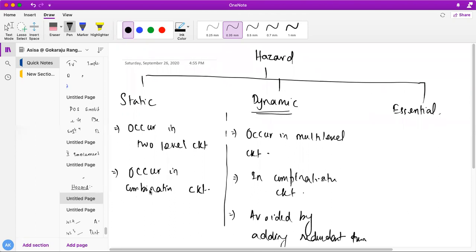Okay, so mainly this static hazard is categorized again into 2 categories. One is static 1 hazard, and this is static zero hazard.